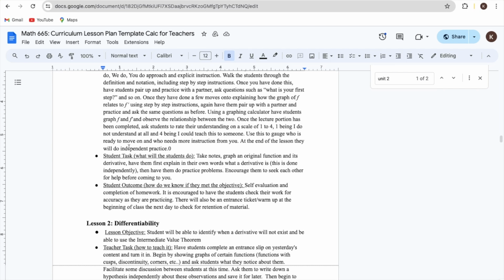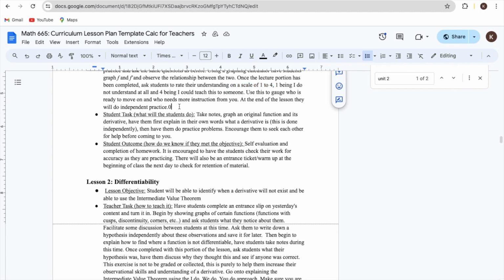In this, there is a lot of group work. There is a lot of using graphing calculators. I also have the students rate their understanding on a scale of 1 to 4 in most lessons. I would recommend doing this in all of the lessons. This gives you, the teacher, a really good understanding of where the kids are at, and it also tells the kids, okay, I actually know what I'm doing, or maybe they know that they need more help.